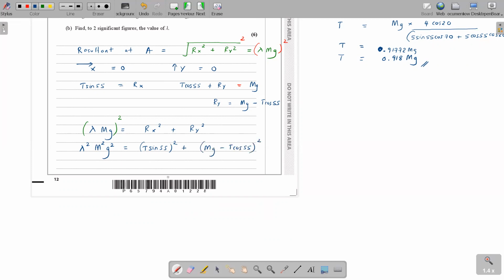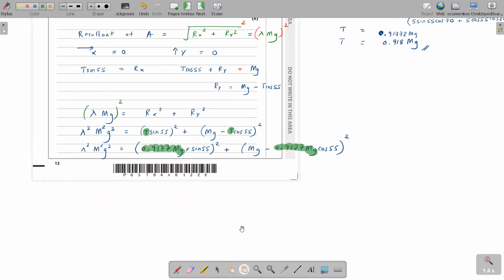I don't think, children, you need to suffer. We'll use the calculator here. T is 0.9177 mg, into sine 55, squared, plus mg minus T, which is 0.9177 mg cos 55, squared. Children, do you agree? I know the simplification is a little bit tough here, but do you see what I did? I replaced the T with 0.9177 mg. Can you see?